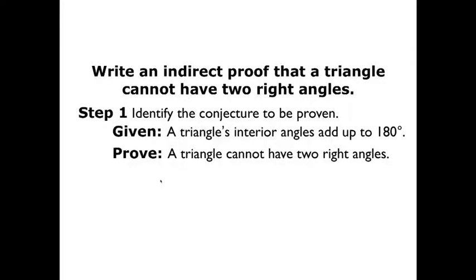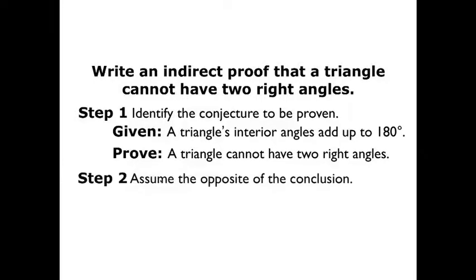So here's what we're trying to prove. We know that a triangle's interior angles add up to 180 degrees. That's our triangle sum theorem. And we want to prove that it can't have two right angles, so we're assuming that it does have two right angles.